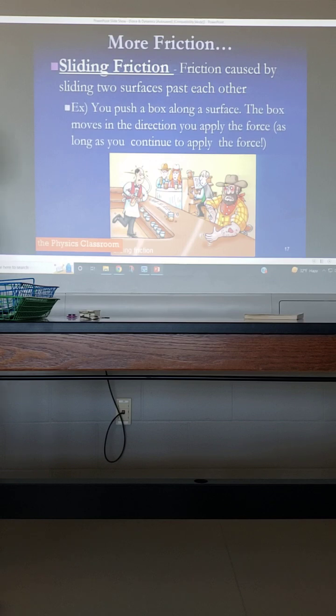So I push a box along a surface, the box moves in the direction you apply the force as long as you continue to apply it, or until the sliding friction overcomes that and it eventually stops it. Just like if I kick a ball, it's going to roll across the floor for a while until eventually it slows to a stop. If I'm not continuing to apply that force, the ball is not going to continue to roll indefinitely. And the rougher the surface, the more it will slow that down.